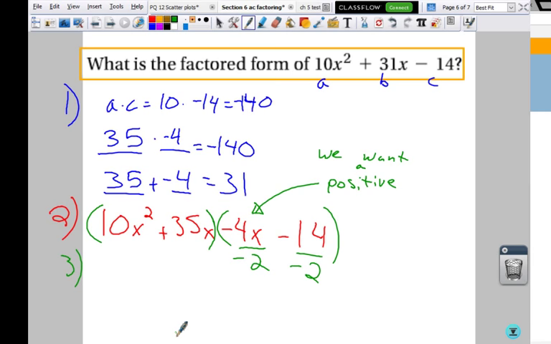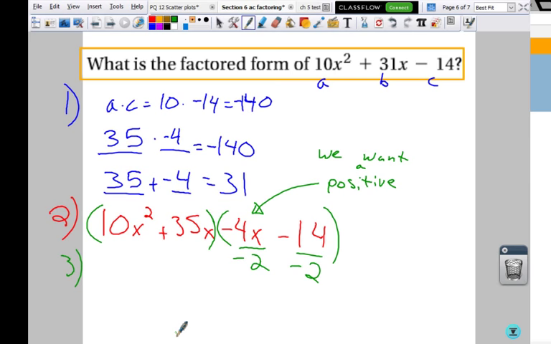What's the biggest number between 10 and 35? 5. Okay. And we have an x squared and an x, right? So you're going to take out 5x for both of these. Okay, so we have back to this 5x out. We're going to put it in front, because we factored it out. So we didn't just get rid of it. We factored it out and we put it in front. That's why it's in front.